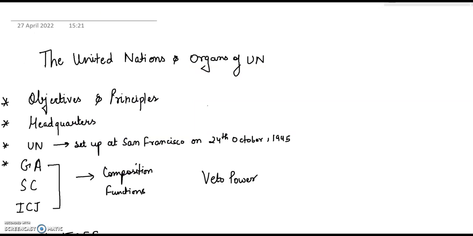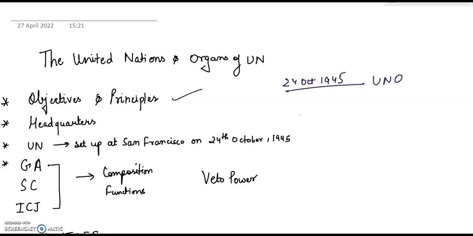There were many conferences held at this time, and their efforts finally took shape at San Francisco on 24 October 1945 in the form of the United Nations Organization. You'll have to learn the objectives and principles. I'll not narrate it here because it will be a very long video then.